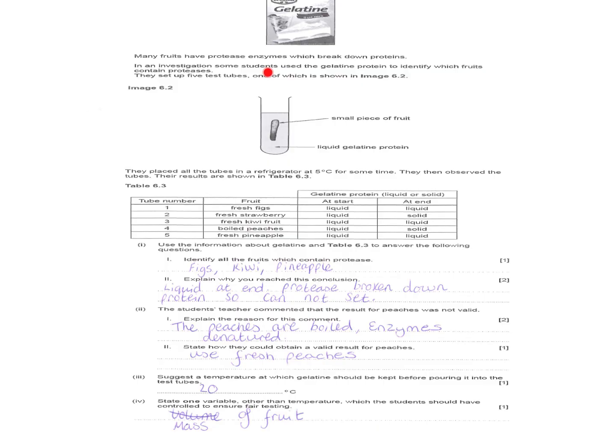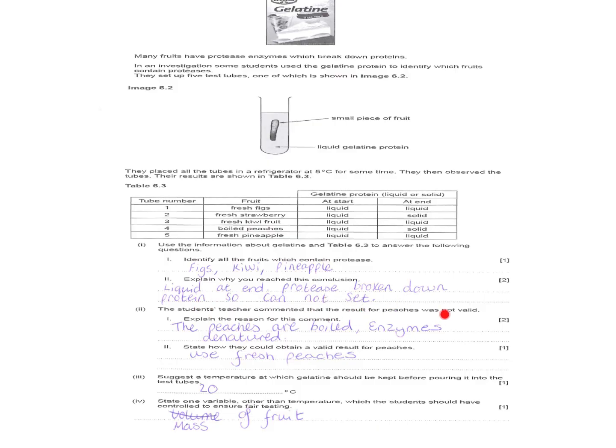In the investigation, some students use gelatin protein to identify which fruits contain protease. So you're looking for fruits that get broken down. So it's going to be kiwis, figs and pineapples, because they didn't turn into a solid. Explain the conclusion. Liquid at the end, protease broken down protein, so cannot set.